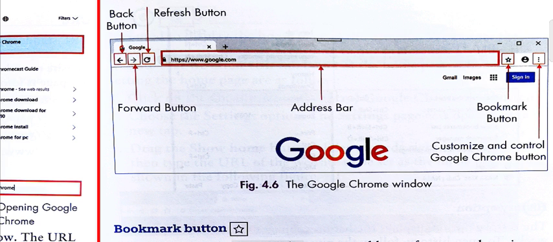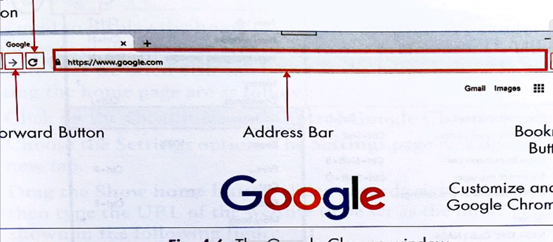Now the first component is the address bar. Here you can see this is the address bar, https://www.google.com. The address bar appears at the top of the web browser window. The URL of the website is entered in the address bar.